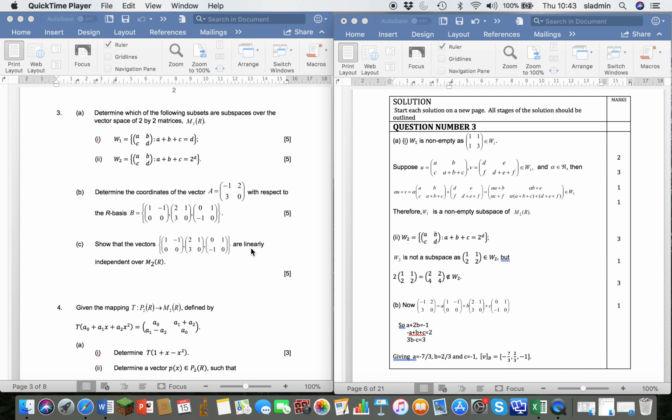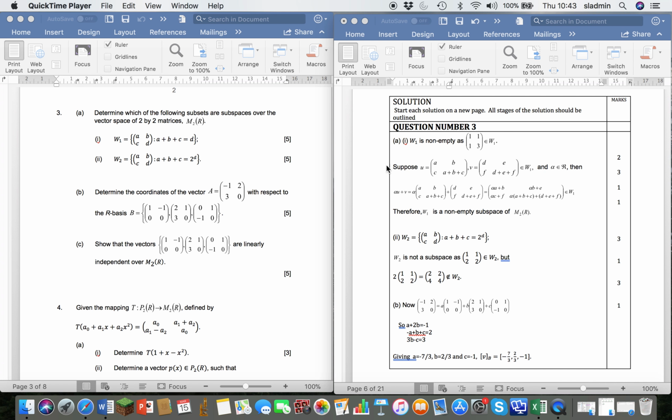These are the solutions to question number 3 from the 2017 Linear Algebra examination. Part A is concerned with subspaces. Part B, we want to find the coordinates of a vector with respect to a basis. And question C, we want to show that these three vectors are linearly independent.